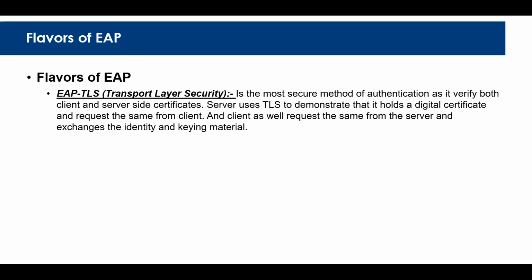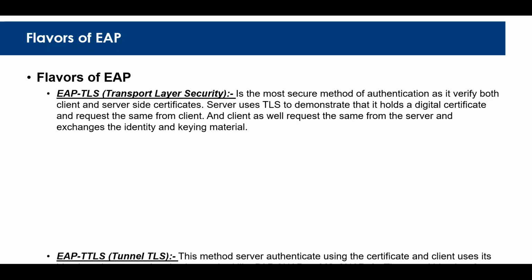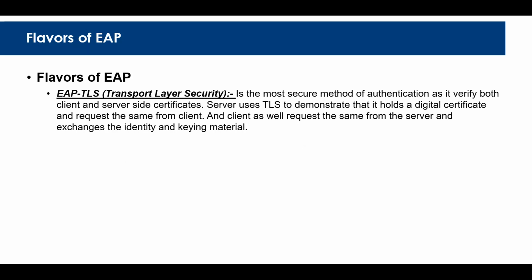EAP-TLS, Transport Layer Security, is the most secure method for authentication, as the server verifies the client as well as the client verifies the server in this method. The server requests the client identity by checking the client certificate and makes sure that it is talking to the right client or user. In the same way, the client requests the server certificate and makes sure that it is talking to the right server before exchanging any key materials.